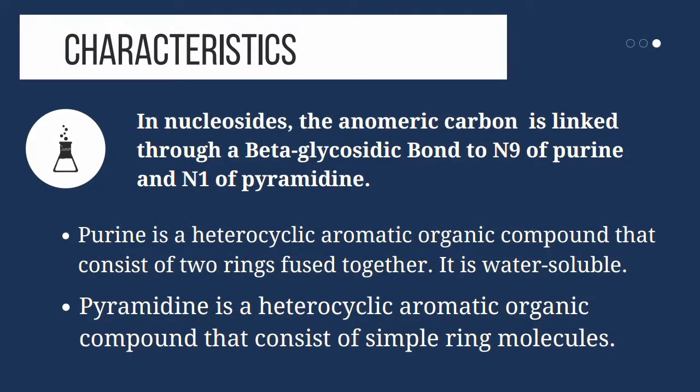Let's proceed to the fourth characteristic. In nucleosides, the anomeric carbon is linked through a beta-glycosidic bond to N9 of purine and N1 of pyrimidine. So let's first define what purine and pyrimidine are. Purine is a heterocyclic aromatic organic compound that consists of two fused rings. It is also water soluble. And pyrimidine is a heterocyclic aromatic organic compound that consists of a simple ring molecule.